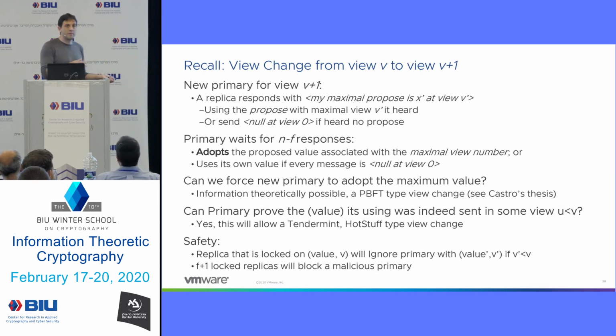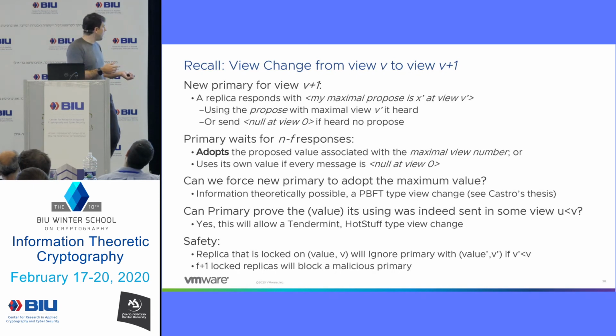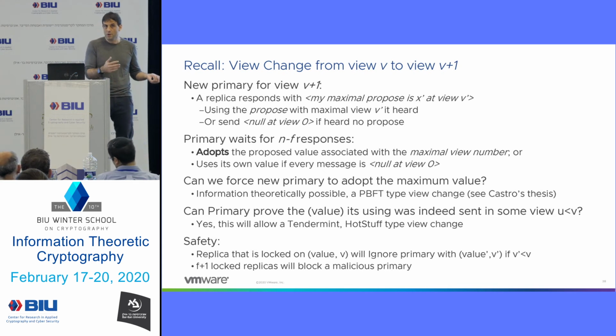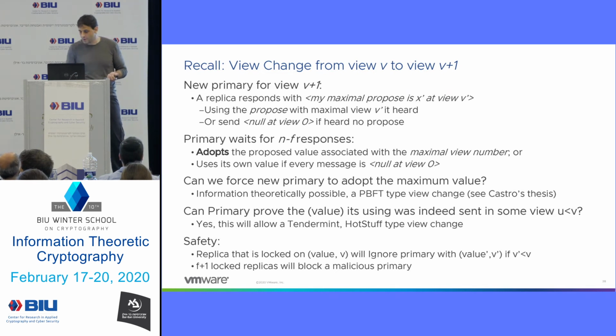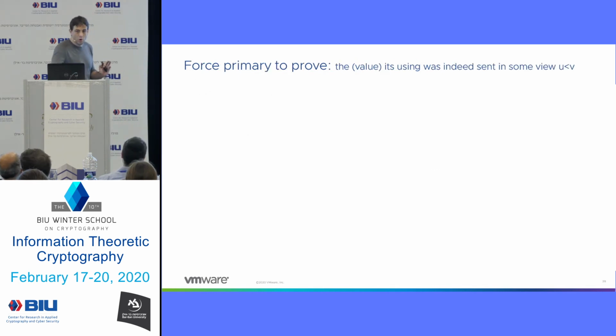The reason they will block it is because this new primary has to receive n minus f acknowledgements, but it will not, because there's at least f+1 honest that will block it. So that is the main core trick of view change in this Tendermint HotStuff paradigm. So before I go on, if there are any questions about that. Good. So I will go over this a little bit in more detail.